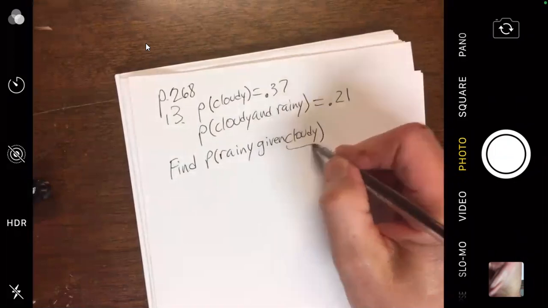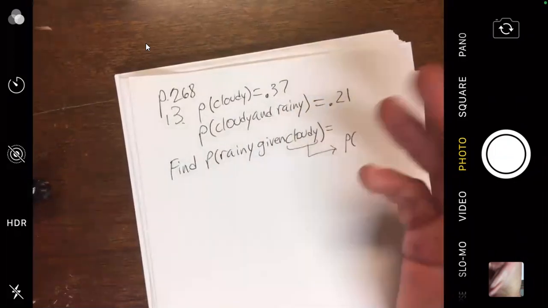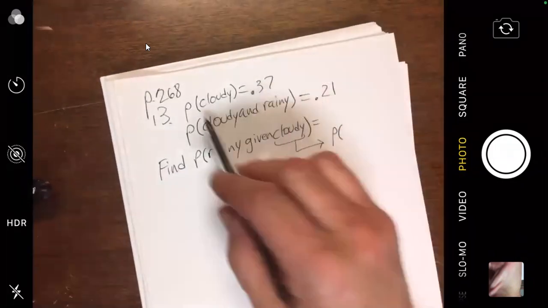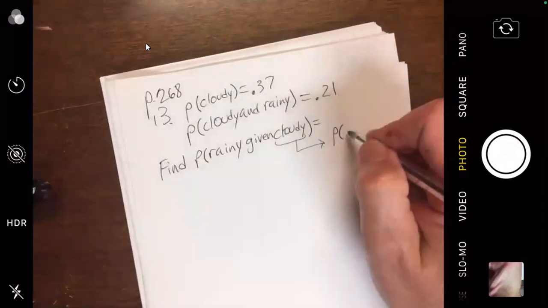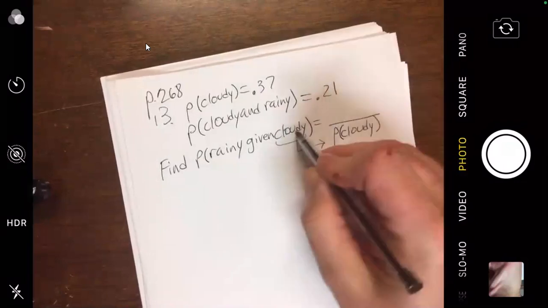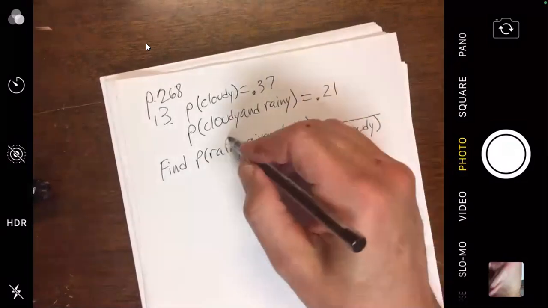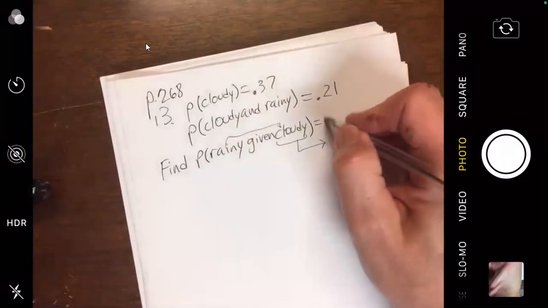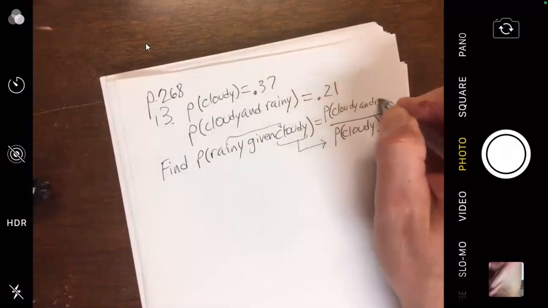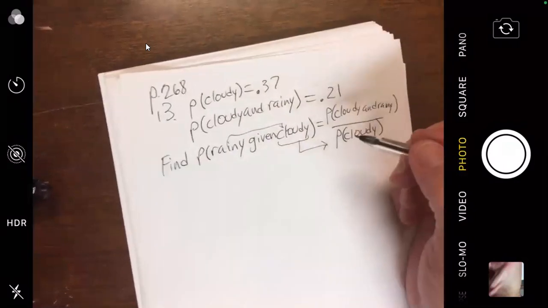And once again, we diagram it. The second thing goes on bottom. I don't really have a chance to do numbers here because you're not given the individual numbers. You're given straight probability. So this is going to work off the straight probability formulas. The bottom will be the probability of the thing after they were given, probability cloudy, and the top will be both, probability cloudy and rainy. And now you can see straight how to plug and chug.